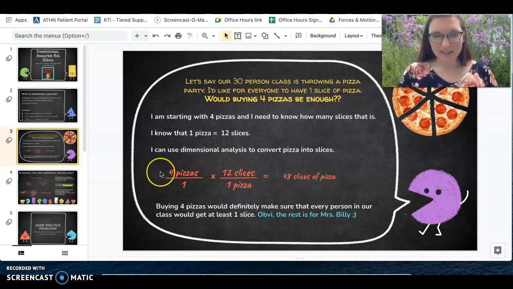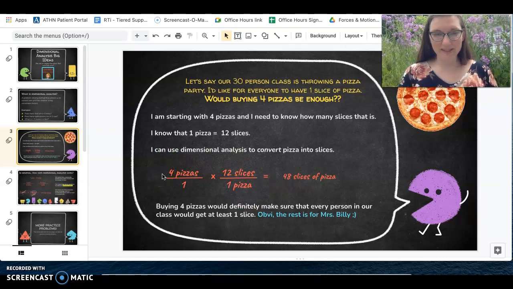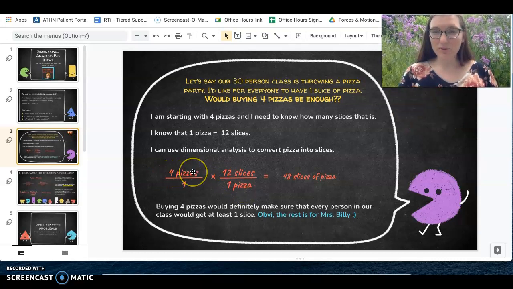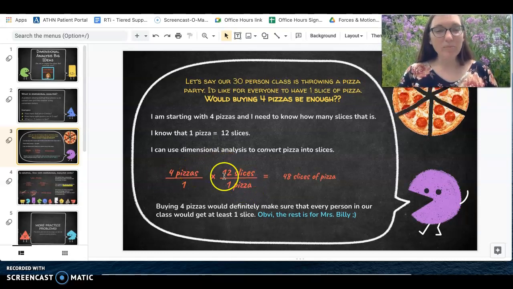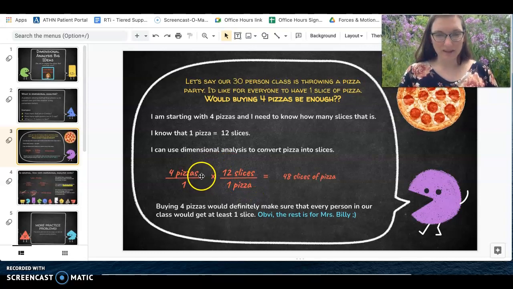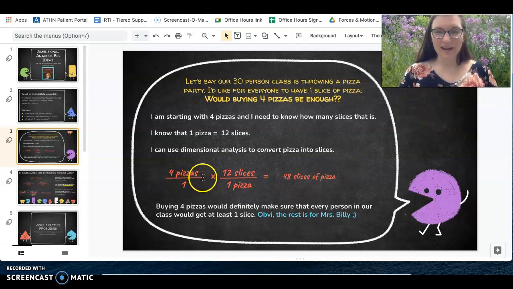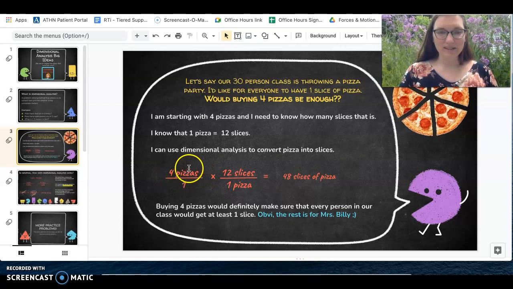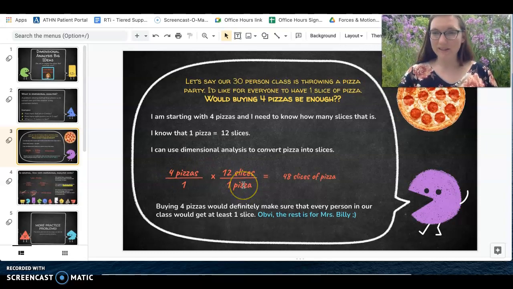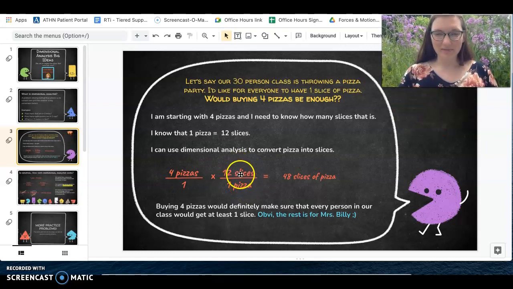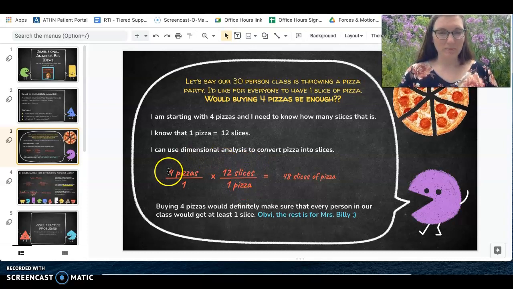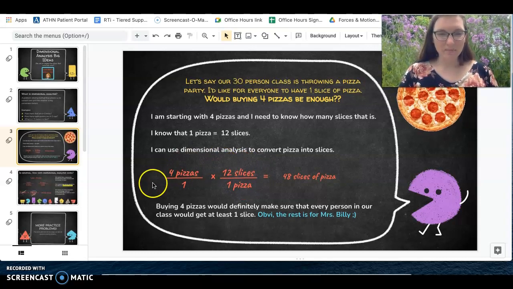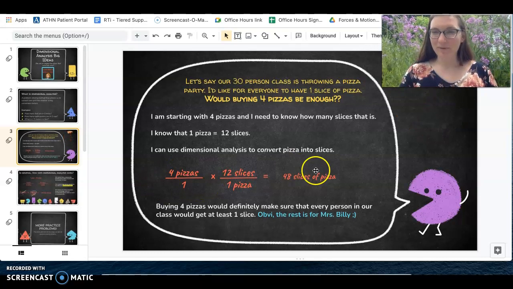pizza, because the strategy here is that we put the units that we're trying to get rid of on opposite sides of the vinculum. The vinculum is this little line that divides the fraction there. So I've got pizza on the top, pizza on the bottom. That's going to cancel out pizza and leave me with slices. So I'm going to multiply across the top, then multiply across the bottom, and that will give me my answer.